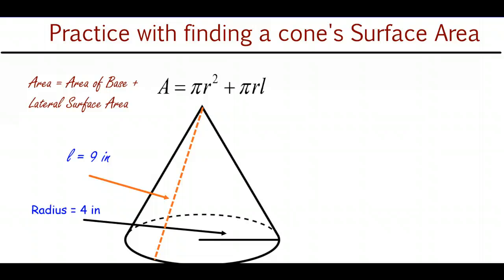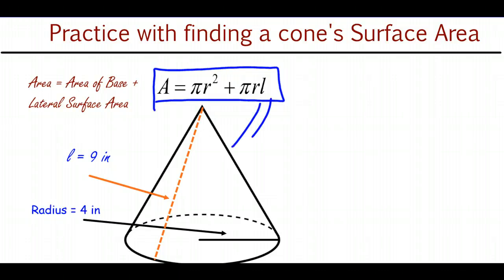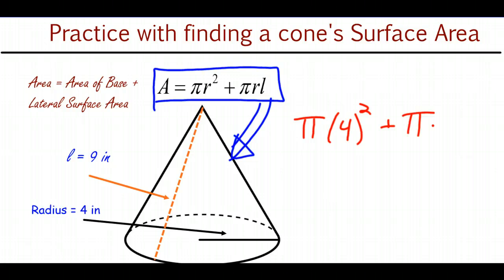If you haven't already, please pause the video and write down this formula along with this image down here so that you can see where l, r, and the surface area formula for a cone comes from. But now let's work through this one. The area is pi r squared plus pi r l. Well, we have pi. R squared is 4 squared because that's the radius. And we have pi times r times l, which is 9.